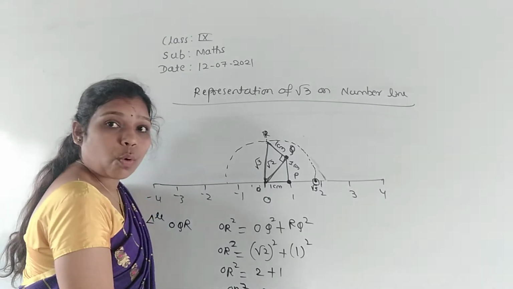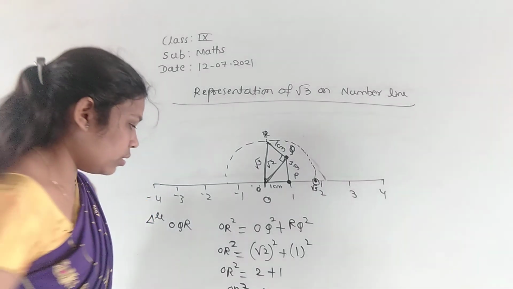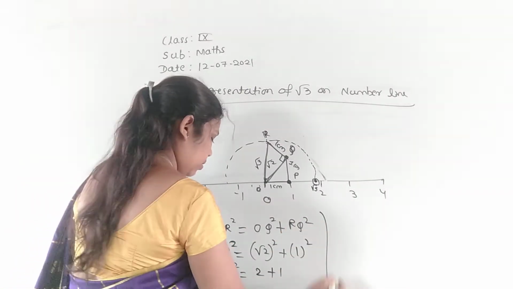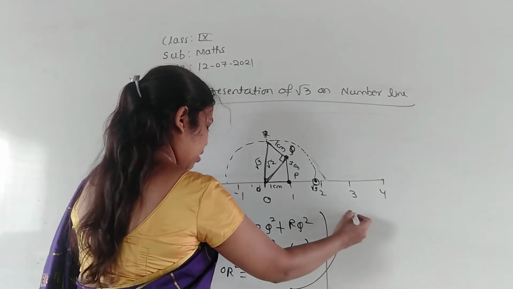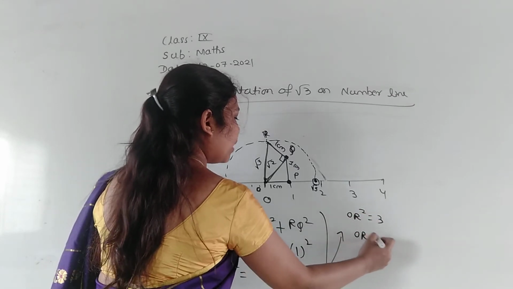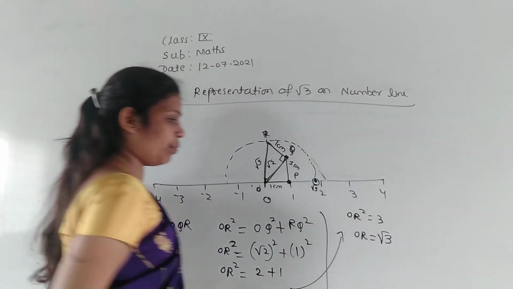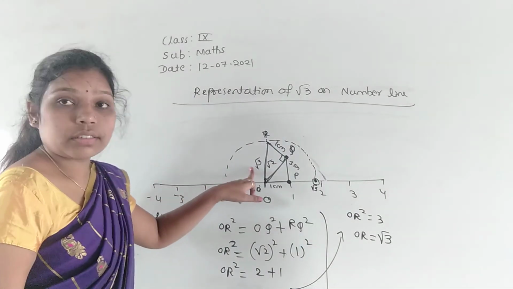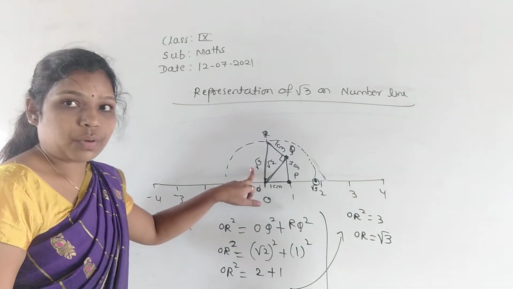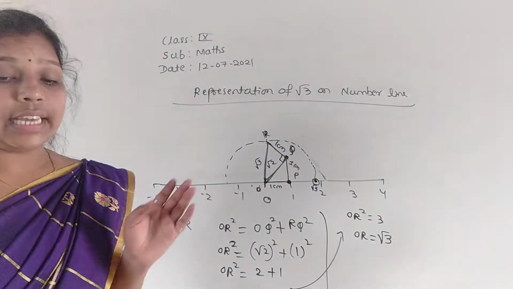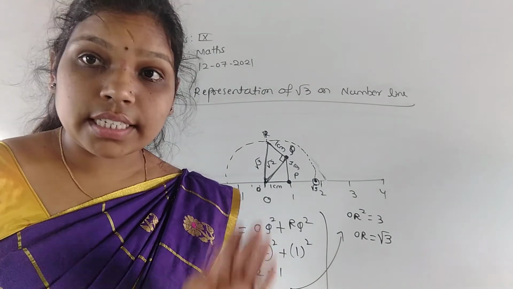And what about OR here? Sorry, you are not visible, right? I'll write here. Next step: OR square is equal to 3. And what about OR here? That is the square root, right? So for that reason I wrote OR is root 3. Okay, so this is the way to represent or locate an irrational number on a number line.